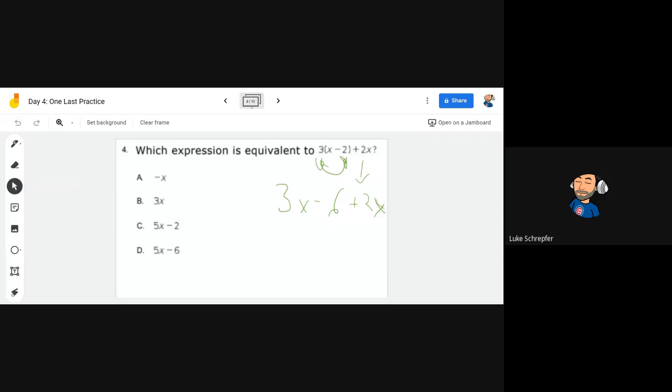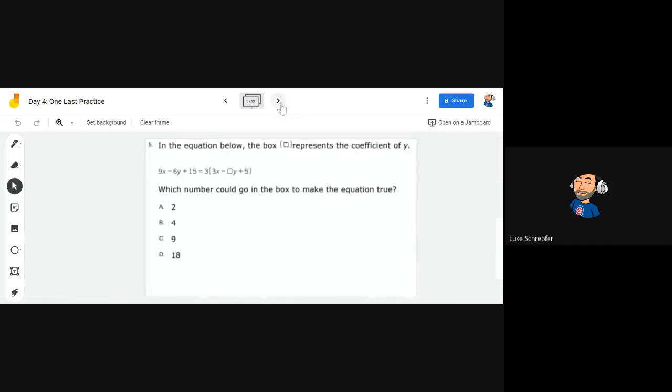So we're going to combine our like terms. So 3x plus 2x is 5x. So those guys are gone. Drop the minus 6, 5x minus 6. So there's your answer. Now, next problem.